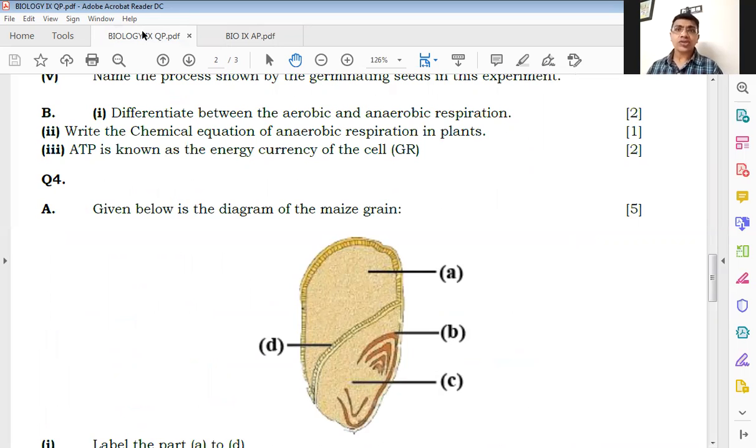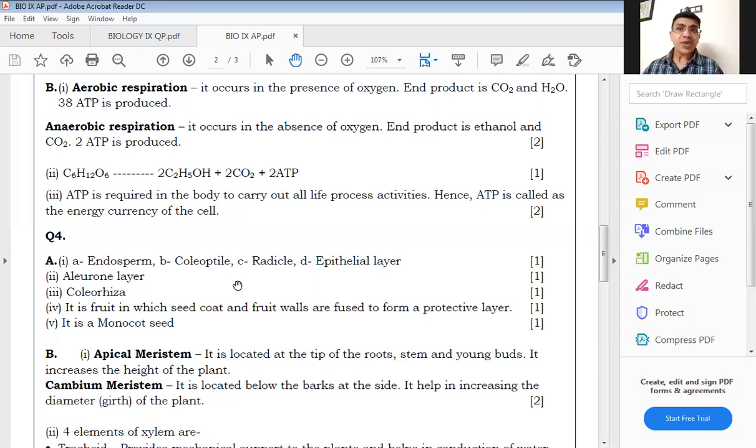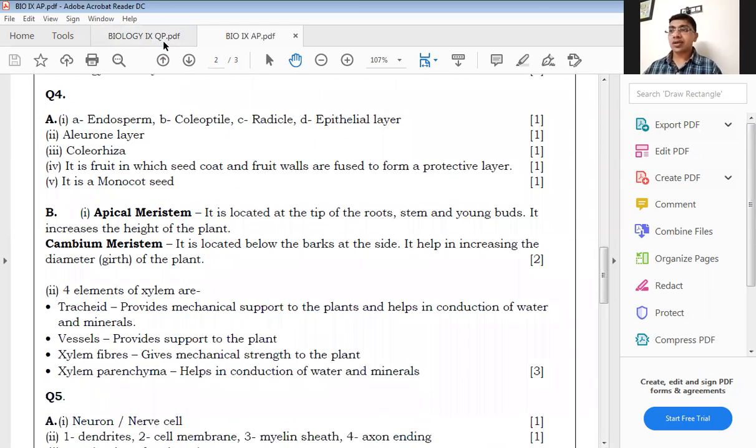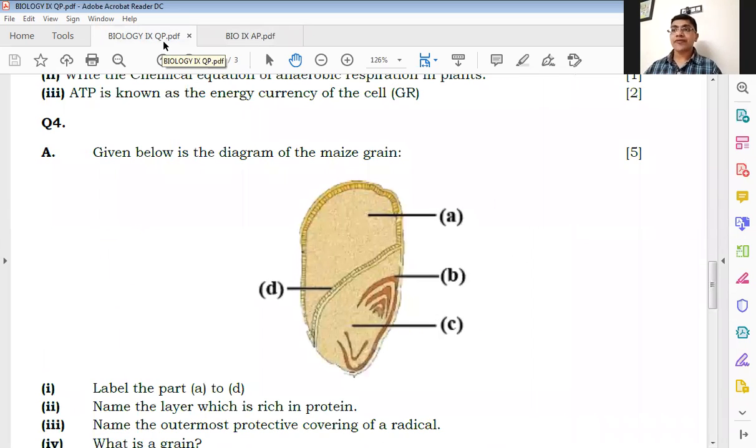And when I talk about the next question, it is ATP is known as the energy currency of the cell. Give reason, right? It's give reason. Let's try to understand the answer here. ATP is required in the body to carry out all life processes, all metabolic activities, everything. Whatever our body does is done by spending ATP only, and hence ATP is known as the energy currency of the cell, because without that our cells cannot function at all, right? So that is about the give reason. Let's go to the next question. That is question number 4A.